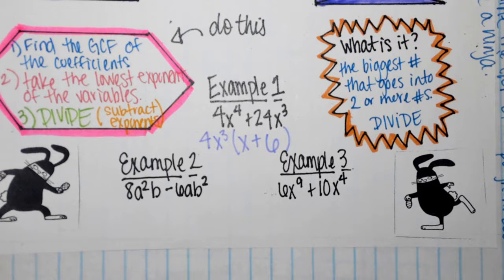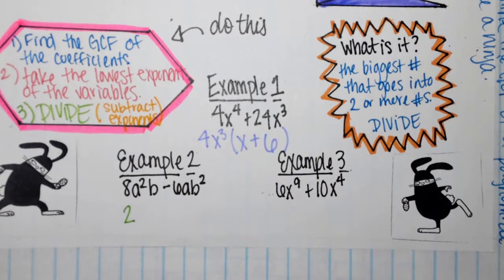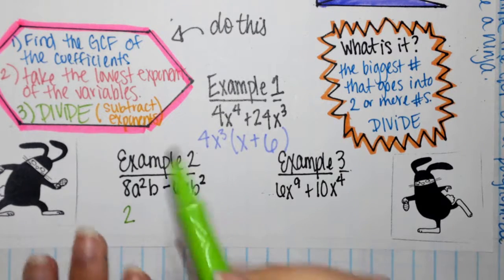Alright, so let's look at example 2 and work out that one together. Now, first we have to find the greatest common factor of 8 and 6. What's the greatest common factor? 2. That's the biggest number. So everybody write 2. Now we have 2 variables. So we need to take the lowest exponent of both of those variables.